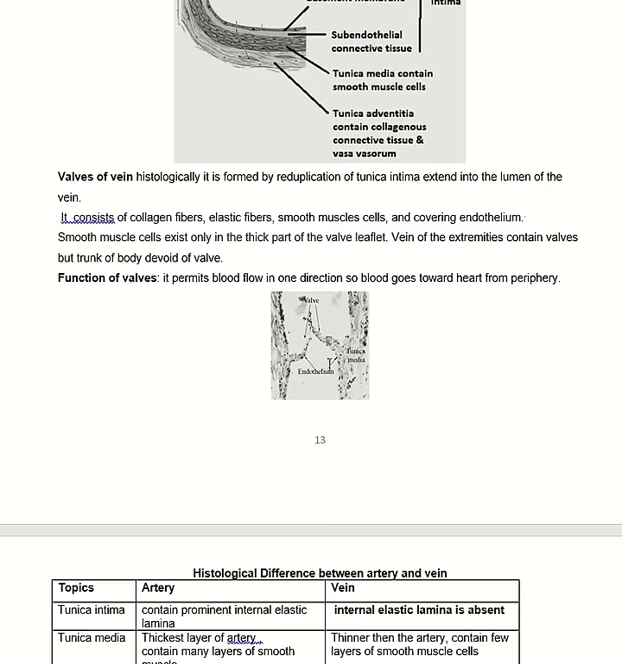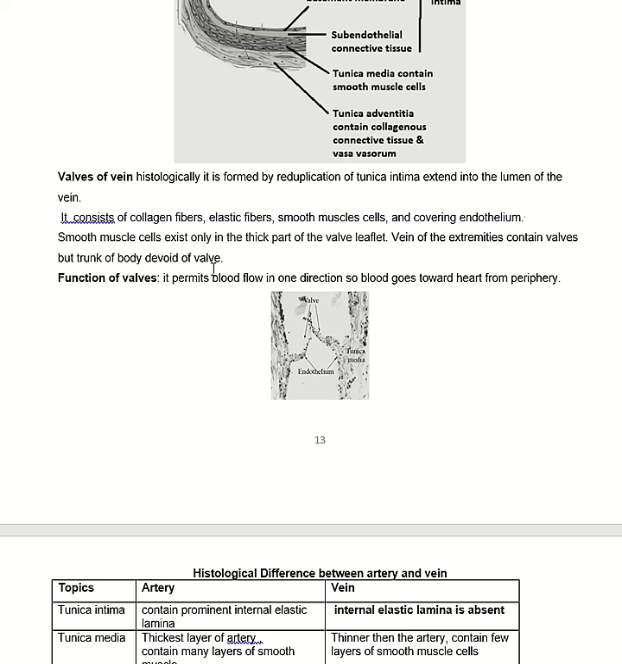The valve of the vein. Histologically, it is formed by the reduplication of the internal tunica intima extending into the lumen of a vein. It consists of collagen fibers, elastic fibers, smooth muscle cells covering the endothelium. Smooth muscle cells exist only in the thick part of the vein leaflet.